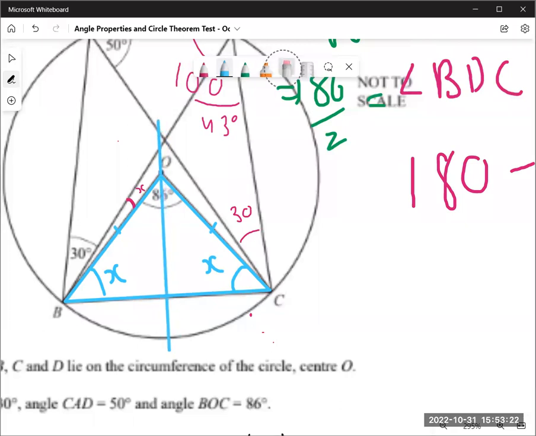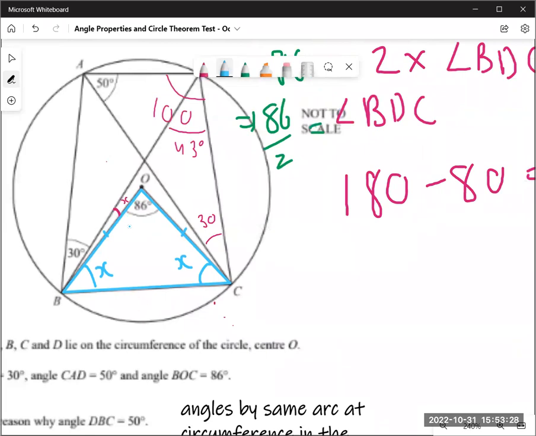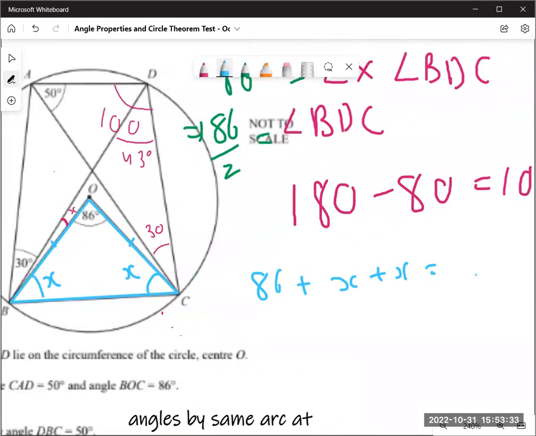Since both sides are angled and it's an isosceles triangle, I know that the sum of the angles inside a triangle must be 180. So 86 plus x must give us 180 degrees. So what is x? Come on, tell me. Safa, Najla, tell me the answer. 47. Safa, are you getting the same answer? Yes, sir. Correct. It's 47.